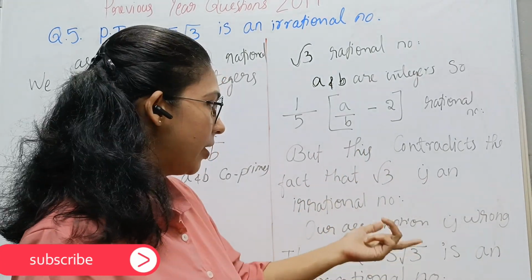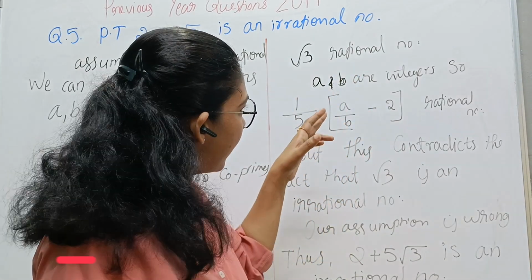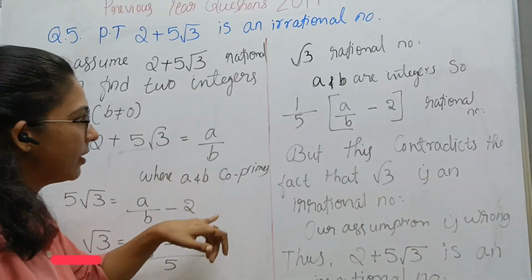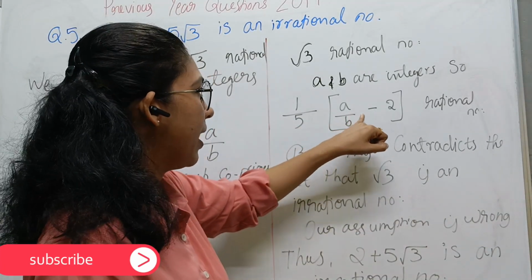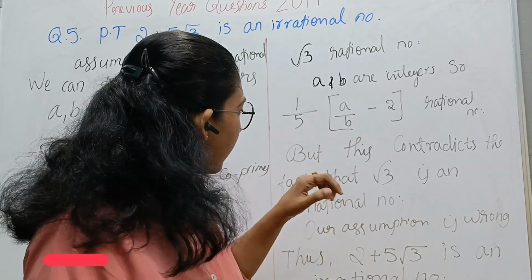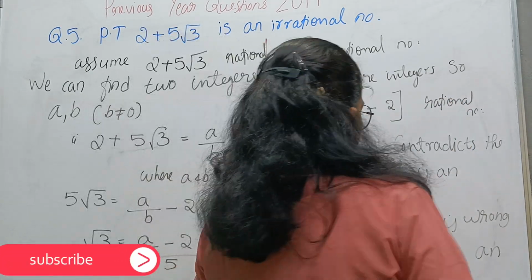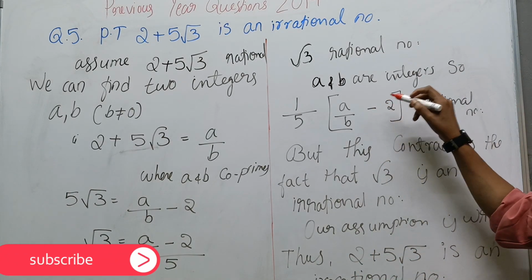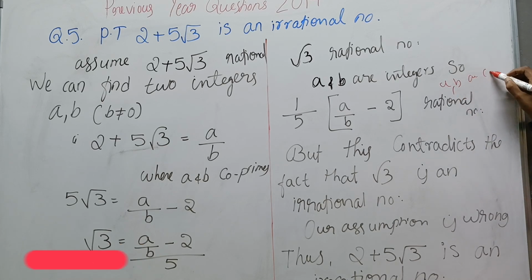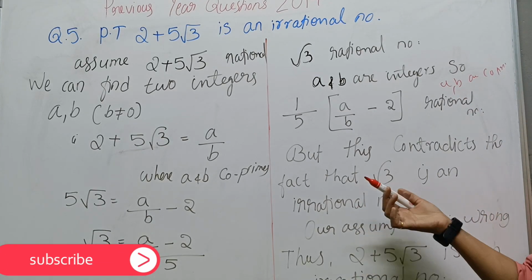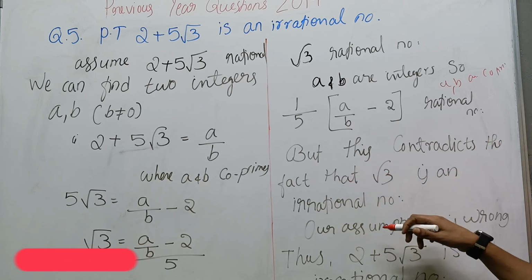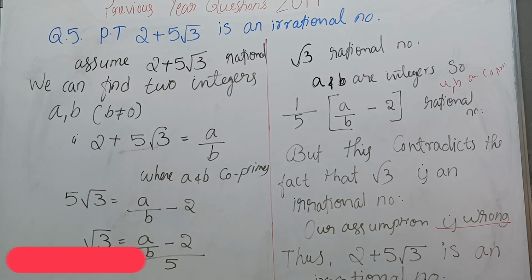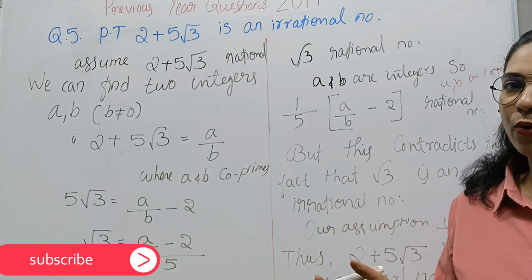Our assumption is wrong. Here a and b are integers, so on rearranging the RHS, 1 by 5 into a by b minus 2 is a rational number. But this contradicts the fact that root 3 is an irrational number, and our assumption is wrong. Thus 2 plus 5 root 3 is an irrational number. So we proved this statement.